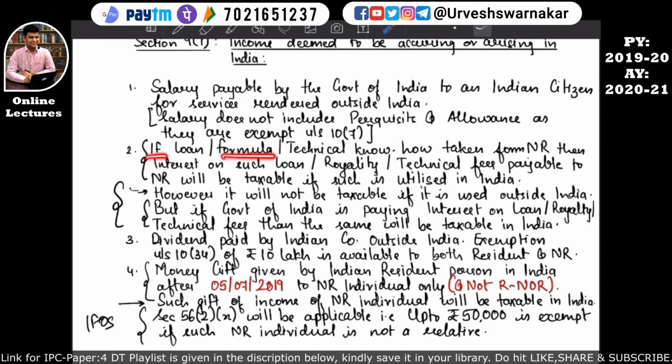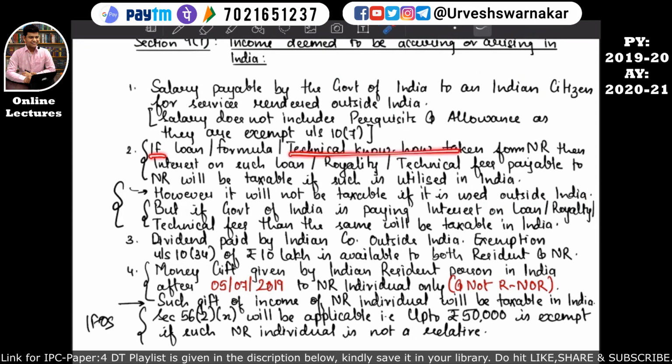If formula taken from non-resident, then royalty payable to non-resident will be taxable if such formula is utilized in India. However, it will not be taxable if it is used outside India. But if government of India is paying royalty, then the same will be taxable in India, irrespective of whether it is used in India or outside India. I hope this is quite clear.